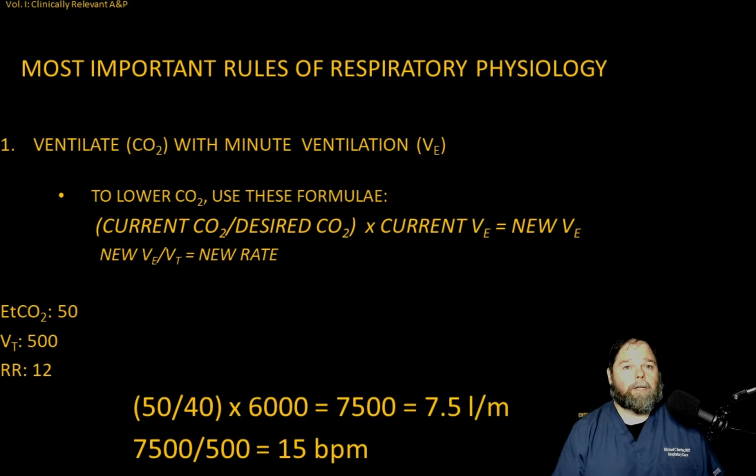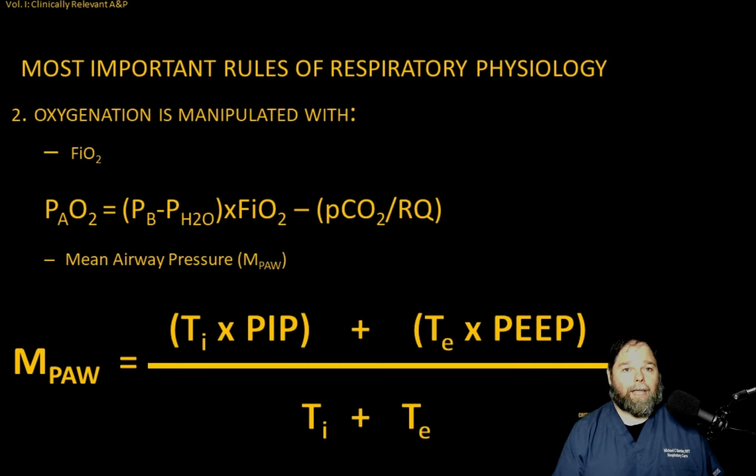Rule number 2 is we manipulate oxygenation with FiO2 and mean airway pressure. FiO2 is by far the easiest way to do this, it's the fastest way to do this, and it's the one that's probably going to make the biggest difference in the short term. Short term is the key here. So that first little piece of math you see up there is the alveolar gas equation. This, again, is probably something that got left out of your nursing or paramedic school. I didn't learn about it until I went to respiratory school.